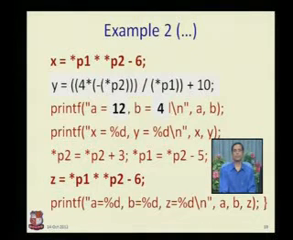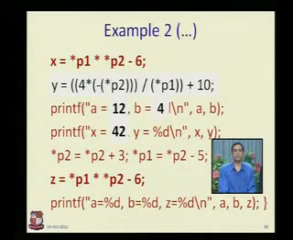So let's calculate x. p1 is pointing to a, which is 12, multiplied by p2 pointing to b, which is 4. So 12 multiplied by 4 is 48, minus 6, the answer is 42. Yes, okay, 48 minus 6, 42.